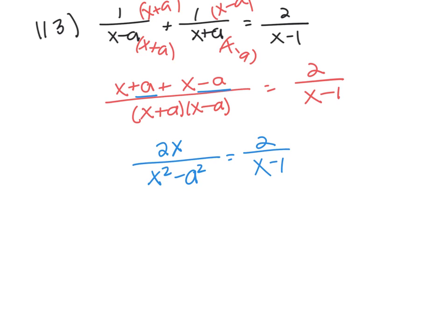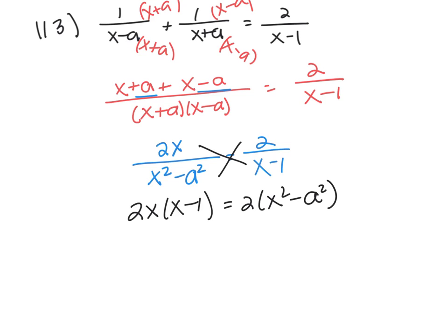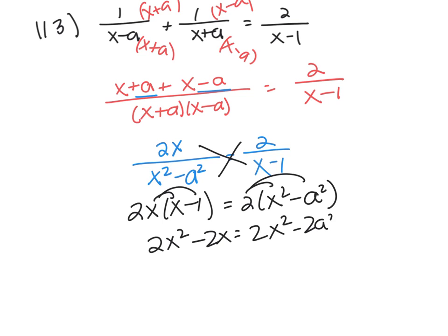Now we have a single fraction equal to a single fraction. We can just cross multiply, expand everything out, and then we'll be able to solve for x. So we have 2x times x minus 1 on one side. We have 2 times x squared minus a squared on the other side. Let's go ahead and distribute all these out. So we have 2x squared minus 2x equals 2x squared minus 2a squared. And again, don't forget about your end goal. We're solving for x.